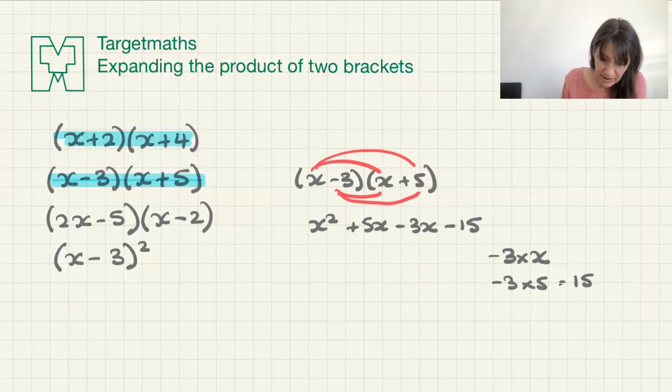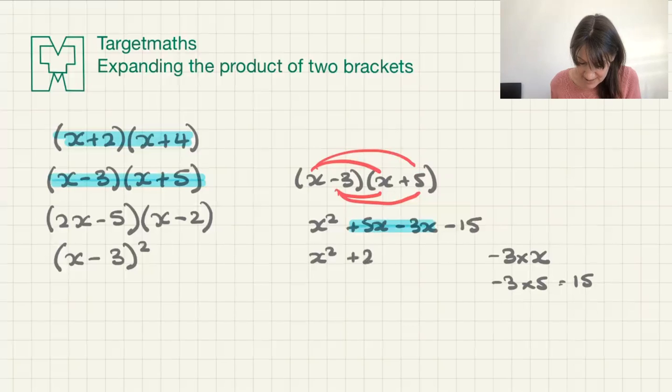Okay, now we are going to collect up that middle section. Generally speaking, you will always have a middle section to collect up. You don't always have an answer because sometimes you get this cancelling out, but you will always have it to actually do. So I've got x squared, I've got 5 x's and I'm taking 3 away. That's going to leave me 2 x's, which is positive, and then minus 15 on the end.